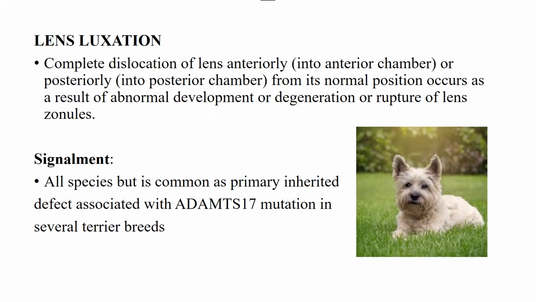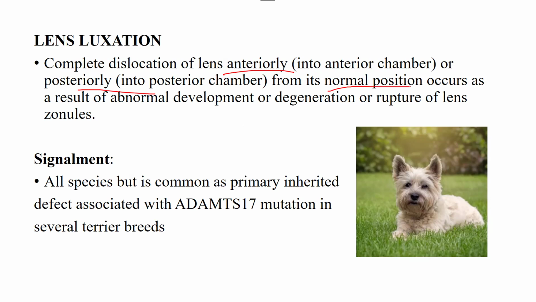Lens luxation, basically, is a complete dislocation of the lens anteriorly into the anterior chamber or posteriorly into the posterior chamber from its normal position. It occurs as a result of abnormal development, degeneration, or rupture of lens zonules. So basically, they are talking about how the lens can luxate anteriorly or posteriorly. I'll show you the diagram and you will understand it better.